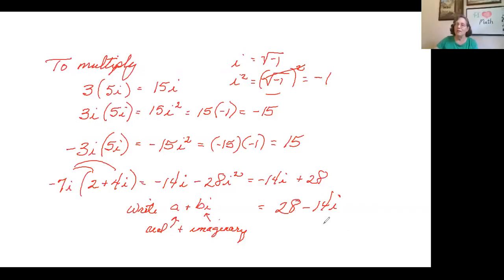Some people care about it more than others. Some computer programs are programmed to care about it more than others. If the instructions say to write it in the form a plus bi, or to write it as a complex number, then it may actually count it wrong if you do not write it like this.